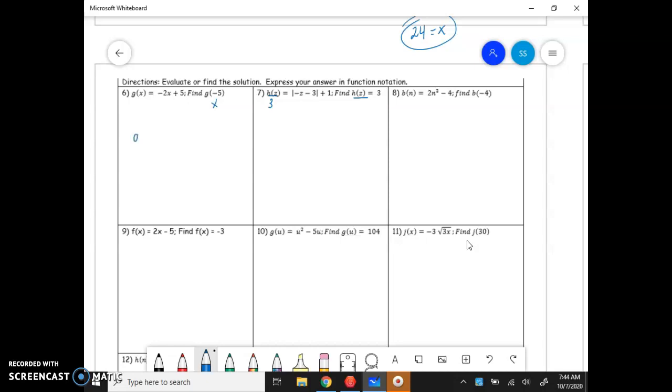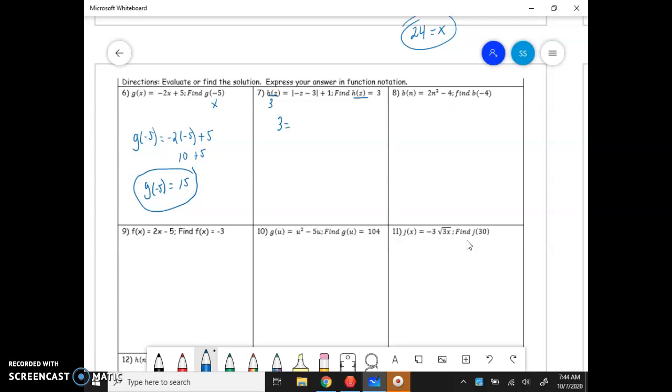So I'm going to do g of -5 is equal to -2 times -5 plus 5, and now you just simplify, right? -2 times -5 is 10. 10 plus 5 is 15. So g of -5 is equal to 15. There's your x, there's your y. Okay, number 7 is a little bit different, right? We have to plug in on the left side.